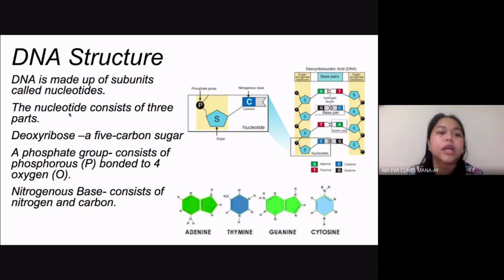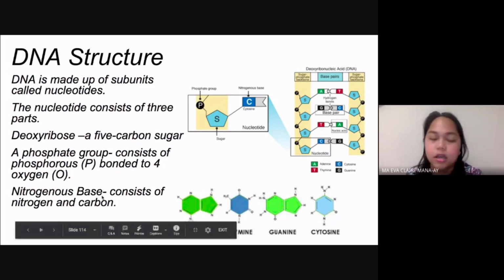We also know that nucleotides consist of 3 parts: a 5 carbon sugar, which in the case of DNA we call deoxyribose. Now you also have your phosphate group. When you say phosphate, this is just phosphorus bonded to 4 atoms of oxygen, so usually we just use the chemical formula PO4. And of course, you also have your nitrogen bases, which we are going to talk about later. So again, these are the 3 structures of DNA.